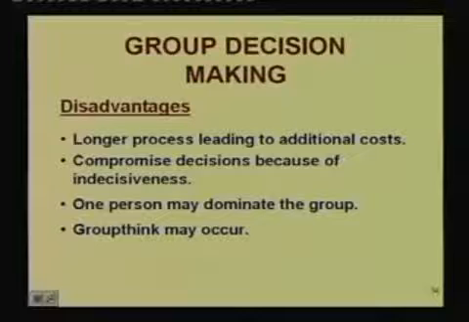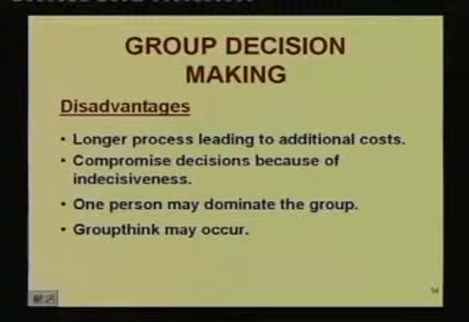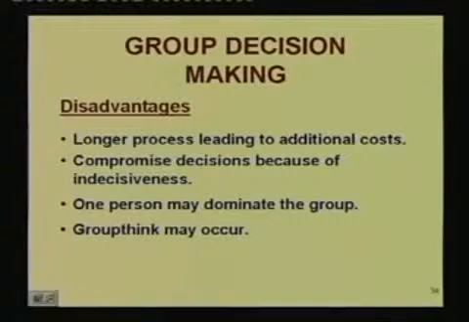But there are some disadvantages as well. It's a longer process leading to additional costs, and a compromise decision because of indecisiveness. Sometimes people are indecisive, so it could be a compromise decision as well. Then again, some people may dominate and groupthink may occur. Actually, groupthink means whenever there is a group, the group may participate amongst themselves, and there would be lots and lots of communication, and the communication overhead can overshadow the positive effects of the group, right? The positive effects of the group decision making. So we should be careful about such effects that we should not allow.